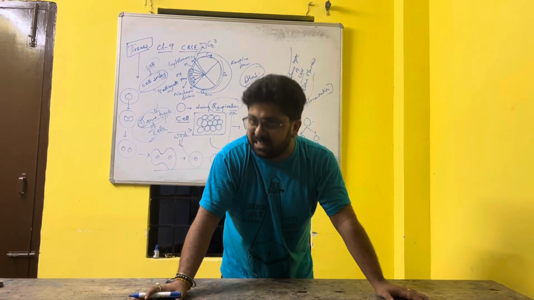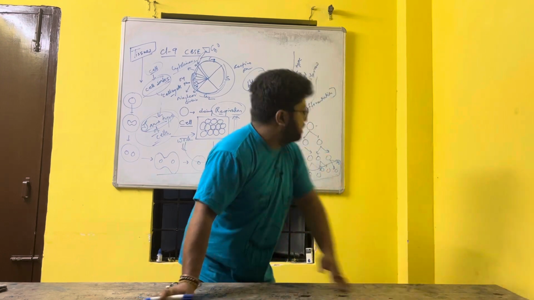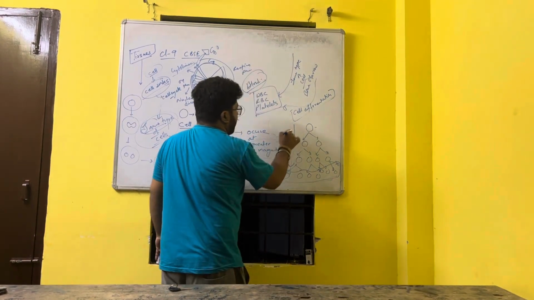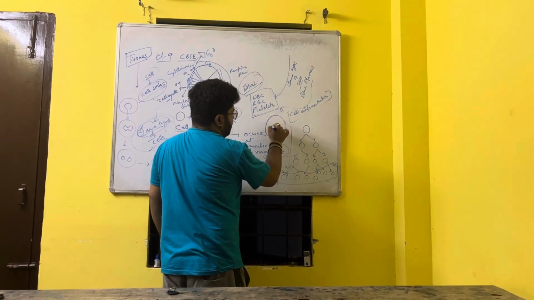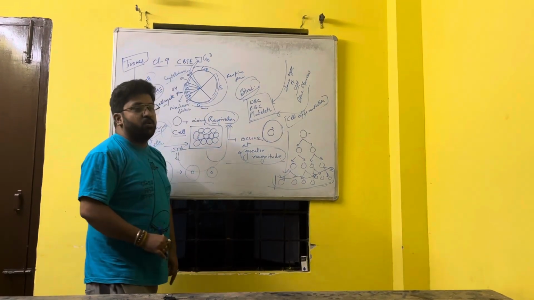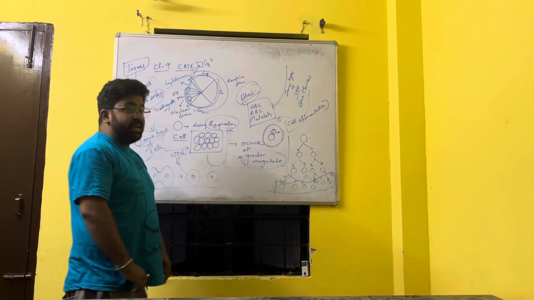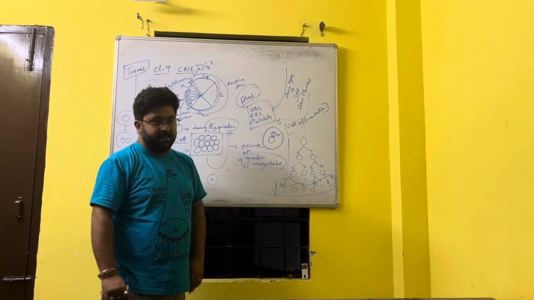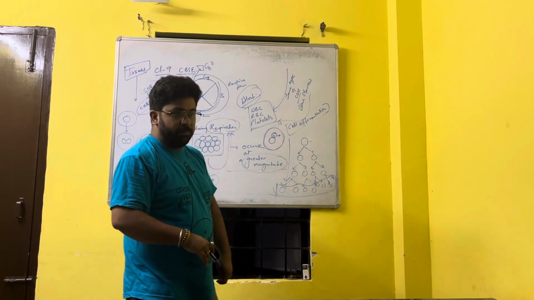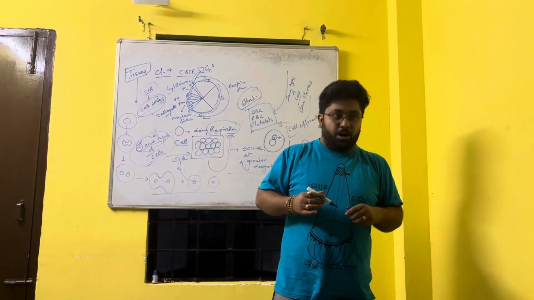If you have studied the cell properly, you would know that there is a cell organelle which lies just near the nucleus. If this is the cell and this is the nucleus, near it there is a cell organelle known as the centriole, like this. If the centriole becomes absent, the animal cell cannot divide.